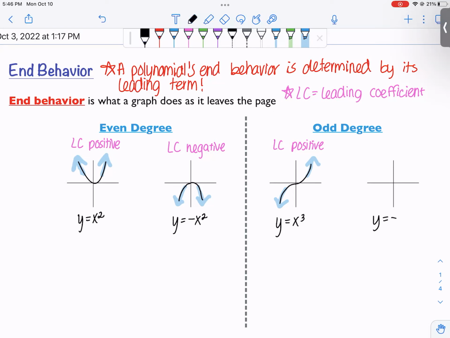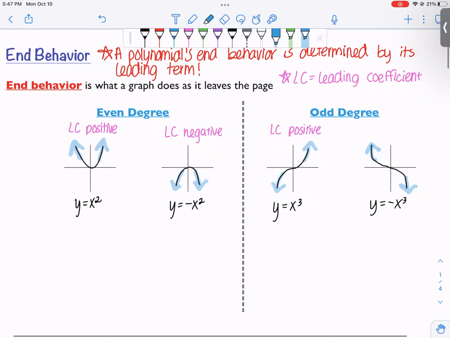Y equals negative x cubed, on the other hand, is that function reflected, and it looks like this. It goes up as it leaves to the left, and it goes down as it leaves to the right. Shorten that line a little bit here.